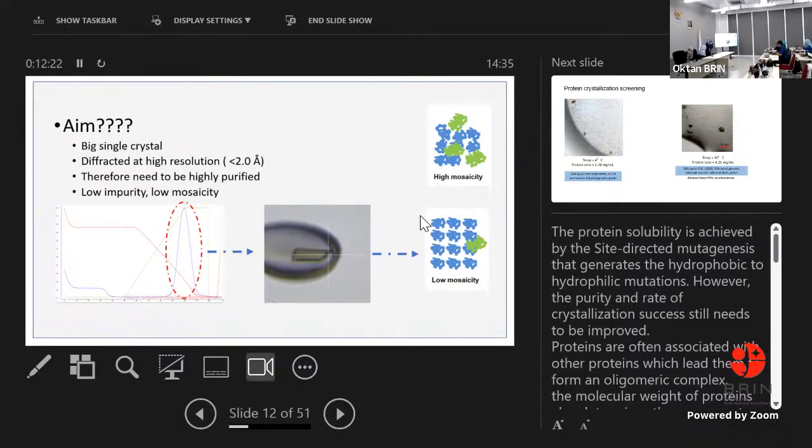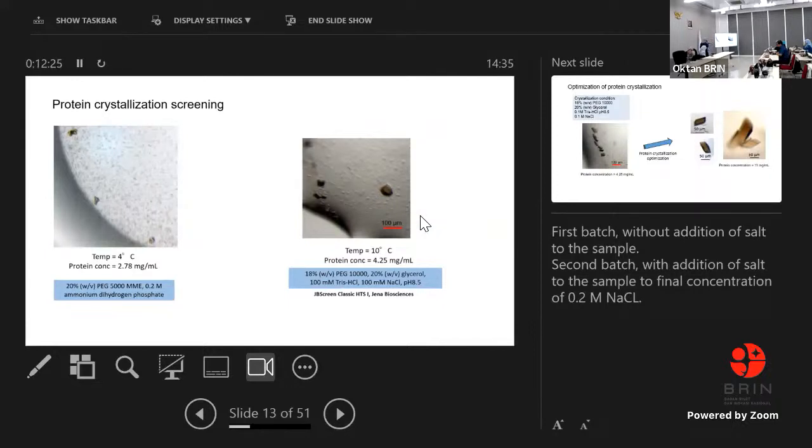Okay, so the next one. When we get the highly purified protein, we go straight to protein crystallization screening. Firstly we screen on the temperature, at 4 degrees Celsius and also at 10 degrees Celsius. We also screen for the protein concentrations. We started with the temperature and protein concentration, and we got hits at these two formulations.